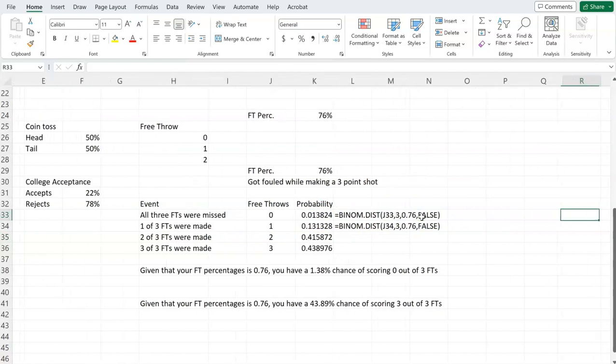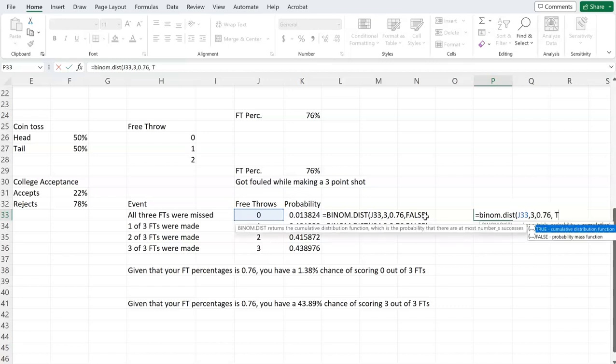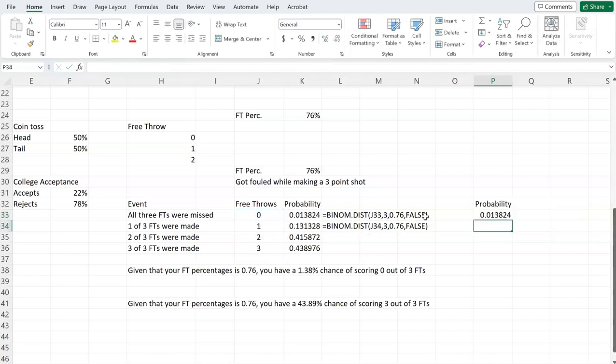What about if I wrote true? So if I did the probability, and if I did the same thing, I wrote equal binom.dist. The number of success is 0, and number of trials is 3. And the probability of success is 0.76, and then I write true. In that case, the first number is exactly the same.